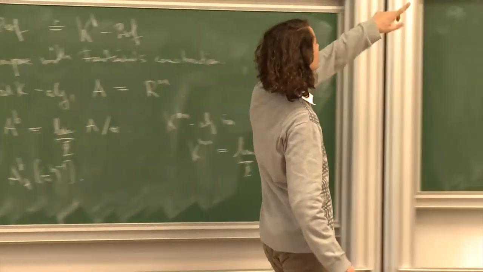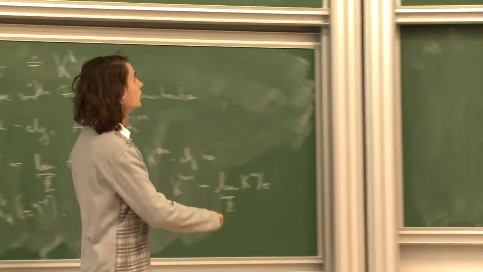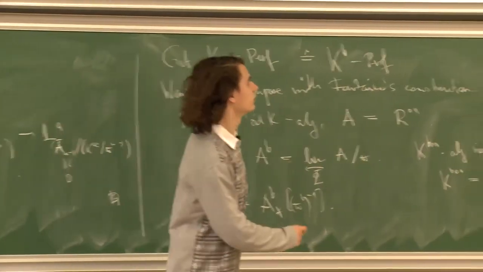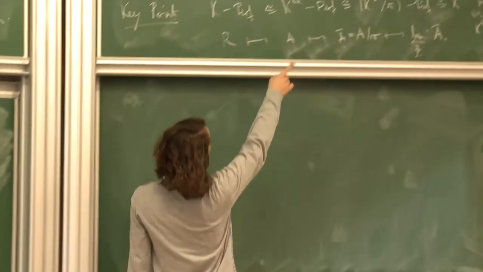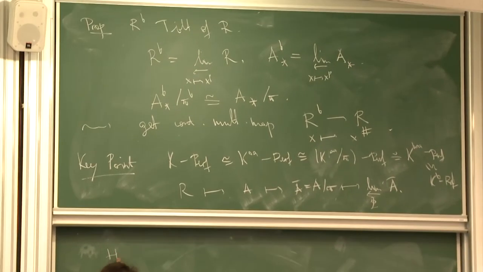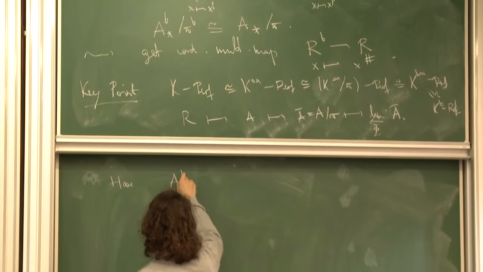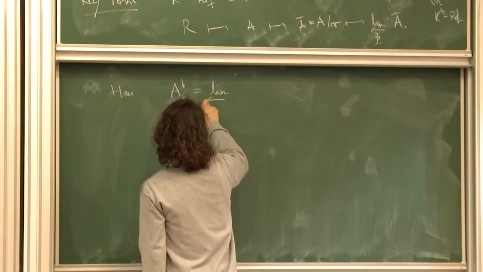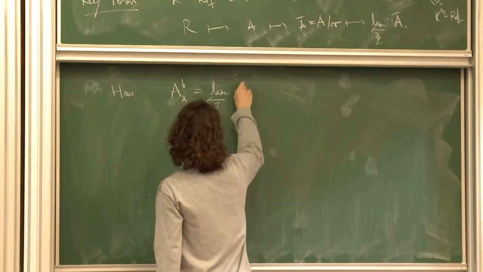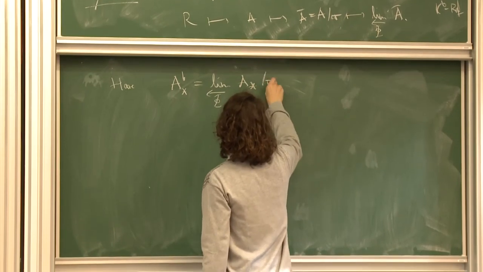Some of all the other verifications are basically standard. So maybe I should say how to get this map from R flat to R. So we have some more. It's easy to see this.